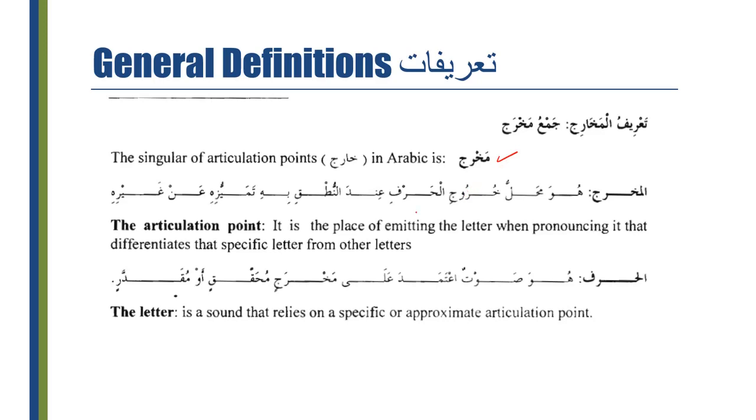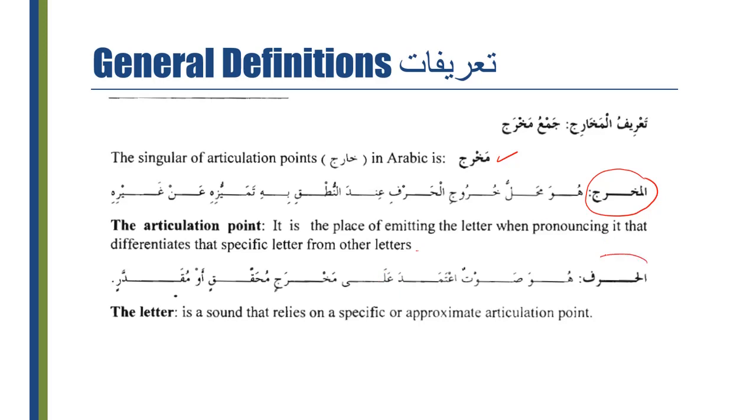What is the مخرج? The مخرج is the place where we pronounce the letter, the place of emitting the letter when we pronounce it. Inshallah we'll see practically how we can exactly find the makhraj of each letter. The makhraj, the point of articulation, is what differentiates the specific letter from other letters. A very important note is that each letter of the alphabet has a very particular point of articulation. Sometimes these points are very close to each other, to the level that we cannot differentiate them, but even though we have to know that each letter of the alphabet has its own point of articulation.